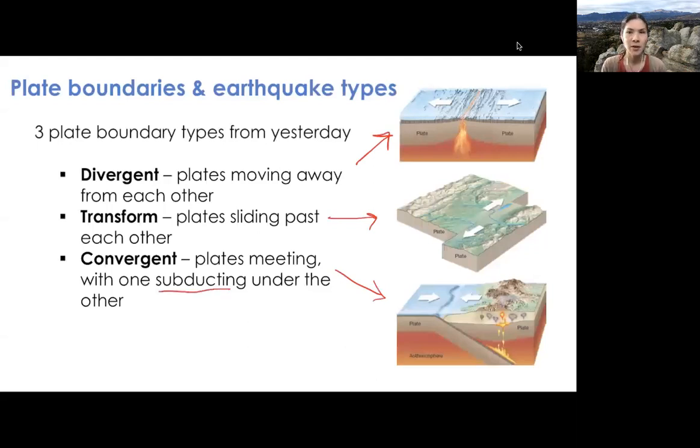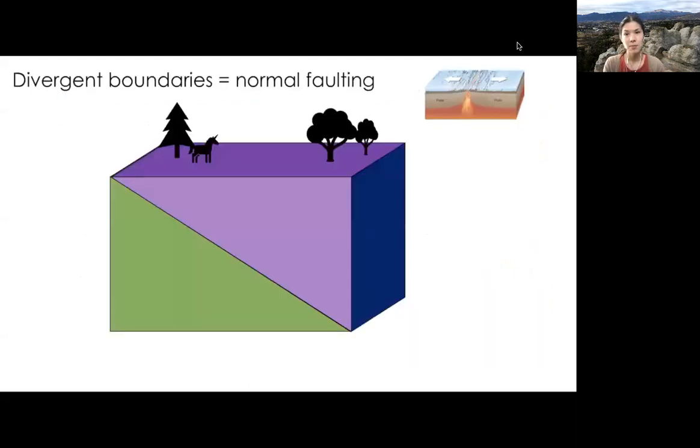And yesterday we talked about types of volcanism at these. So we recognize that stratovolcanoes are normally associated with convergent boundaries, and we tend to get some shield volcanoes or fissures in divergent boundaries, and didn't really expect to see anything in transform boundaries. And today we'll flip this to think more about what earthquake types we expect to see at each of these boundaries. Right, so we'll start off with divergent boundaries.